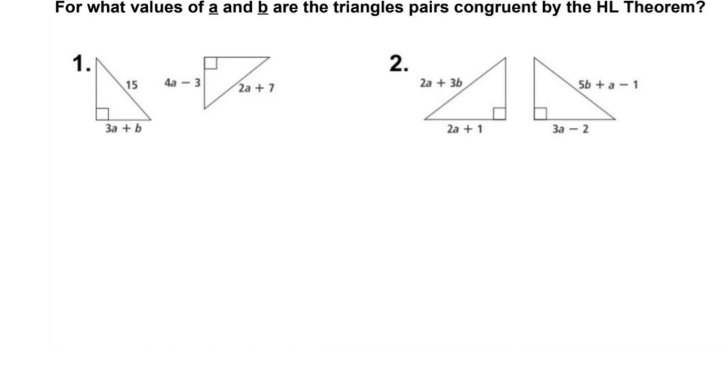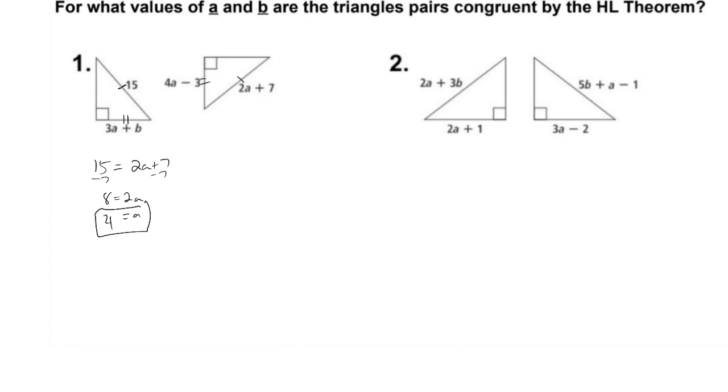Okay, the last thing is using that these triangles are congruent by the HL theorem. We know that our hypotenuses are going to be congruent and the legs are going to be congruent, right? So to solve for A and B, we need to start setting things equal to each other. So I'm going to set 15 equal to 2A plus 7 and solve for A. So I'm going to minus 7 over, 8 equals 2A, so A equals 4.